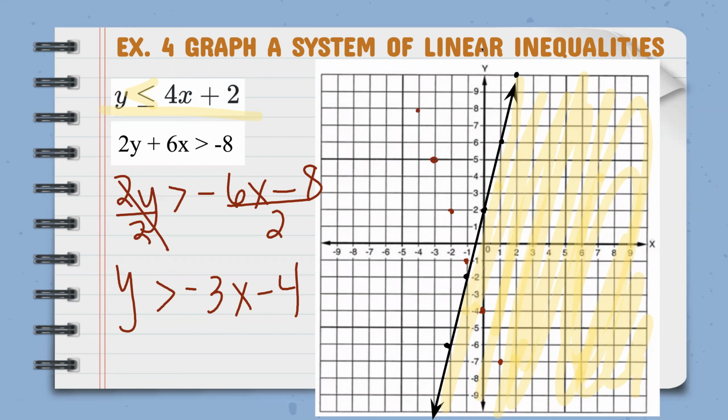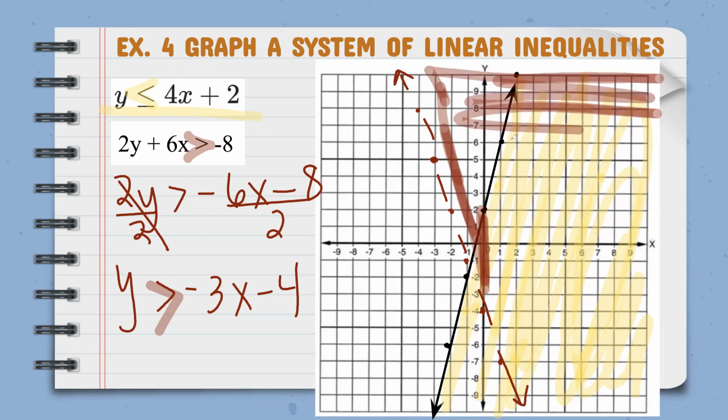Is this a solid or dashed line? It is a dashed line, right? So I'm going to have to do a dashed line through these points. And am I shading above or below? Well, since it's greater than, I'm going to go to my y-intercept, which is right here, and shade everywhere above this line because it's greater than.